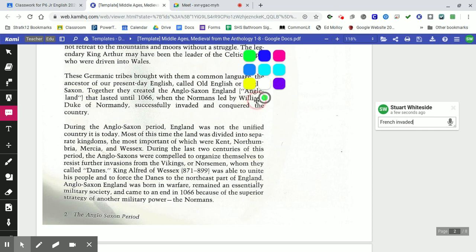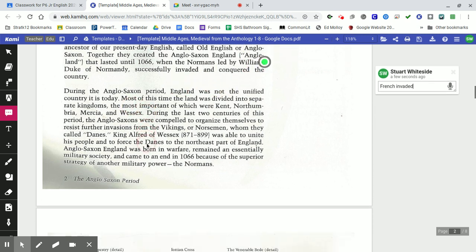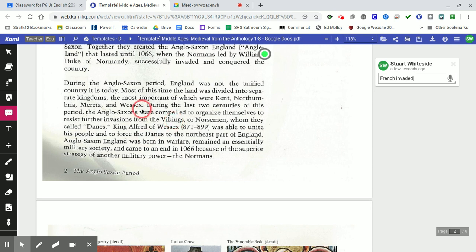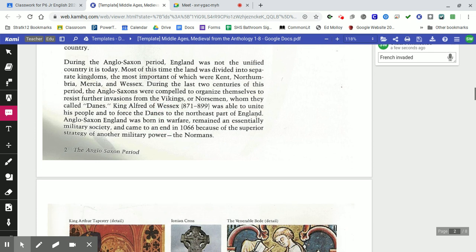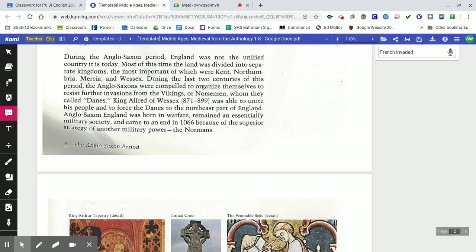And that changed a lot when the French invaded. During the Anglo-Saxon period, England was not the unified country that it is today. Most of this time, the land was divided into separate kingdoms, the most important of which were Kent, Northumbria, Mercia, and Wessex. During the last 2 centuries of this period, Anglo-Saxons were compelled to organize themselves to resist further invasions from the Vikings, or Norsemen, whom they called Danes.